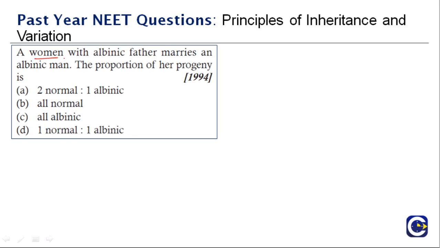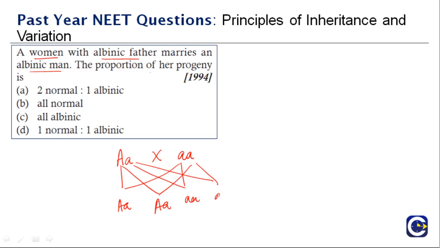A woman with albinic father marries an albinic man. The proportion of her progeny is what? So the woman with albinic father, again you need to write down such kinds of questions. A woman with albinic father will be a carrier for albinism. So this will be the mother, and then she marries an albinic man. The proportion of her progeny is, so then you quickly have to write it down and do the cross.